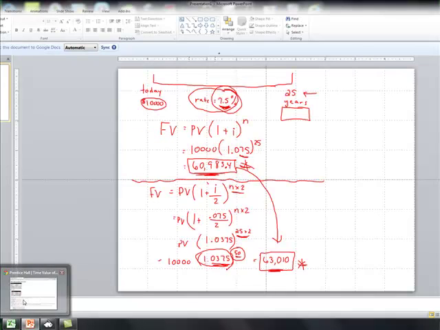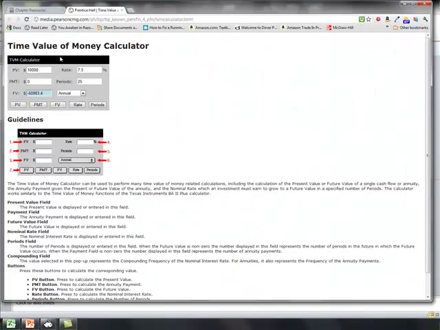So again, I'm going back to the time value of money calculator in the PearsonMyLab website. I would input the same present value. Now here I can change from annual to semi-annual. I personally don't like to do it that way. What I would rather do is just convert my rate to a semi-annual rate in this case. So take my annual rate of 7.5% and divide it by 2.